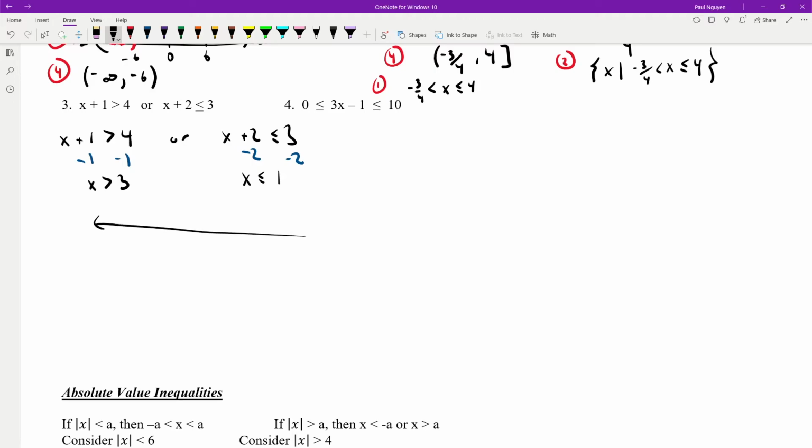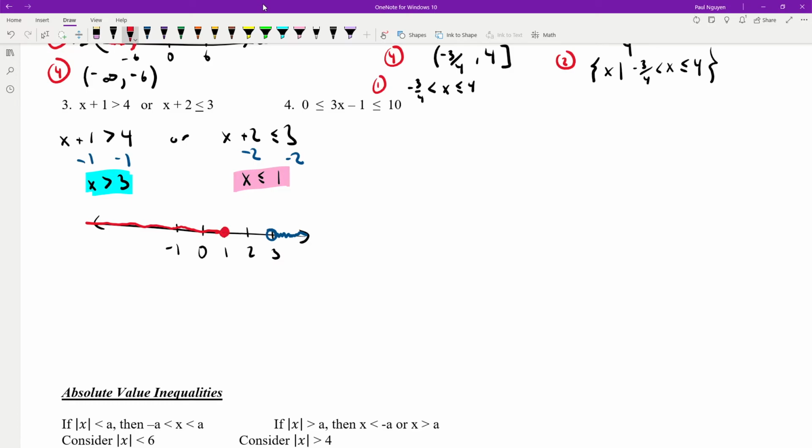I always like to draw a picture if I can. Here's 0, here's 1, and here is, we'll say 2, and here's 3. -1's over here. This first inequality here, x is bigger than 3. So everything above 3 I want, and I'm not including the 3. For this one here, I have x is less than or equal to 1. That's everything less than 1 or equal to, so I'll include the 1.